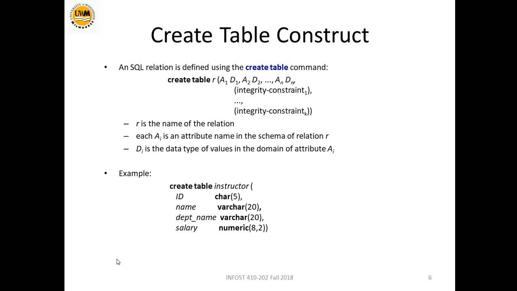The basic SQL structure: we start with creating tables. To create a table, we use the syntax create table, table name, and then we put the attributes, each attribute and its domain values, and we then mention any integrity constraints. Let's have an example. If we want to create a table instructor, we say create table instructor, and then we put the attributes and the type for each attribute.